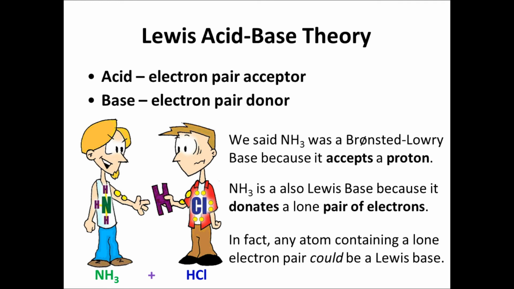Okay, so again, NH3 was a Bronsted-Lowry base because it accepts a proton. NH3 is also a Lewis base because it donates a pair of electrons. In fact, any atom containing a lone pair of electrons could be classified as a Lewis base. If you've got a lone pair sitting on anything, it could be a Lewis base under the right circumstances if you have something that can accept that pair. Okay, so anyway, this is just a different point of view. Again, does not conflict with anything, does not change the way we classify. It just makes it broader. It includes more substances that don't necessarily have hydrogen in them, because you could have something where you have no hydrogen involved at all.